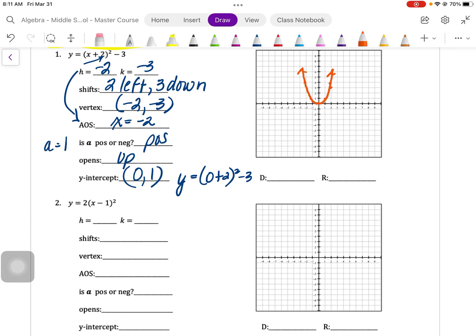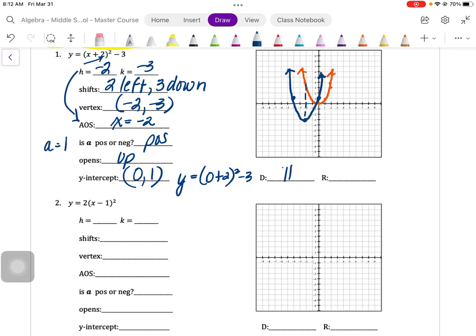This is the parent function, and then we're going to graph the new function so that you can see. So the vertex of the new function is at -2, -3. That's this point here. The y-intercept is at 0, 1. So remember, I'm going to draw my axis of symmetry in there so that I can see where to reflect that point across the y-axis. And I'm going to draw that graph in.